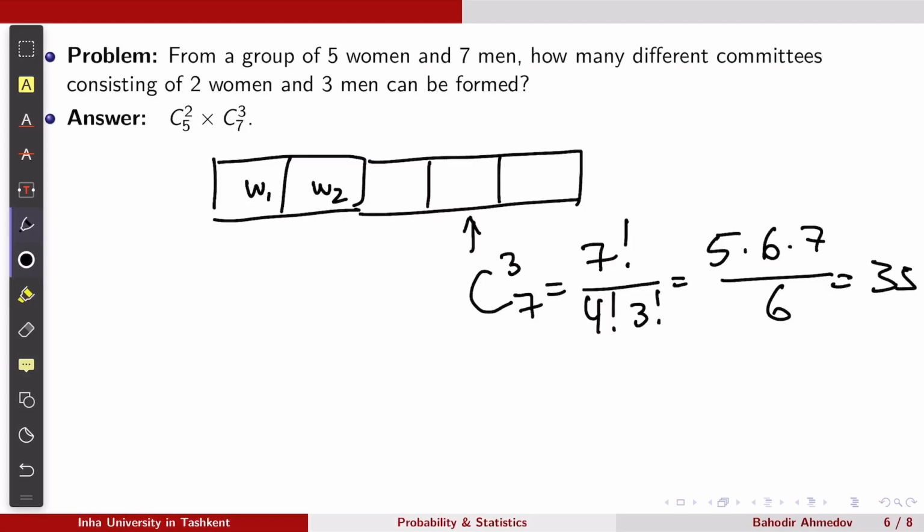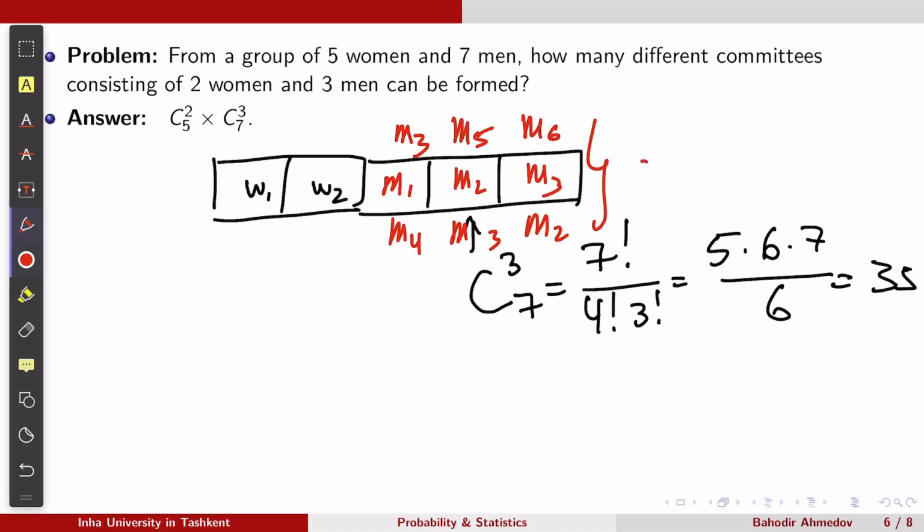So it is possible to make 35 committees of males. For example, you can make male 1, male 2, male 3, right? Or you can make male 3, male 5, male 6, right? Or you can make male 4, male 3, male 2. Please note that the order doesn't matter. So you are just choosing different males, 3 out of 7, and it is possible to make 35 of them.